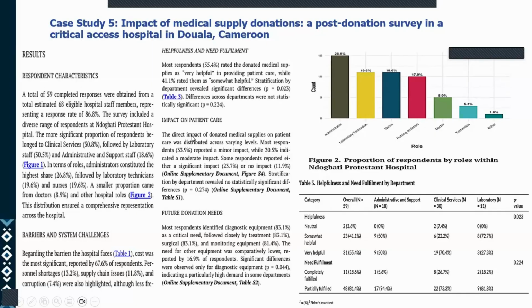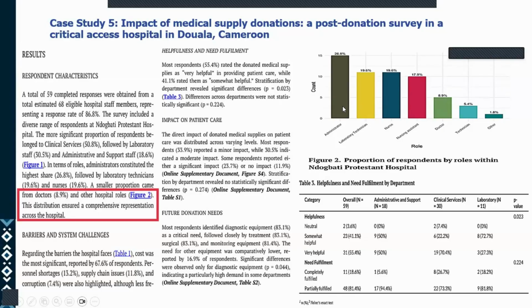You always see all the 5 examples, case studies I presented. You always see the similarities. Now here, look at how the table is presented. When we look at maybe this figure 2, a smaller proportion, before going to the table, a smaller proportion came from doctors and other hospital roles, figure 2. You see that, this is the 8.9 from figure 2.